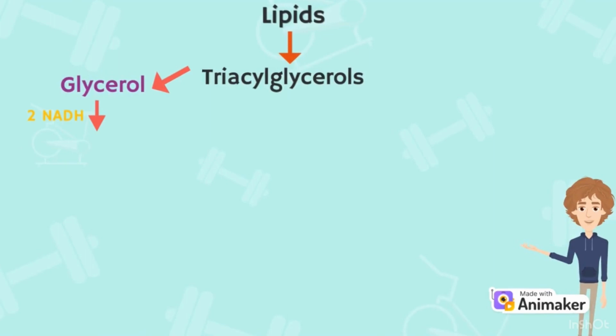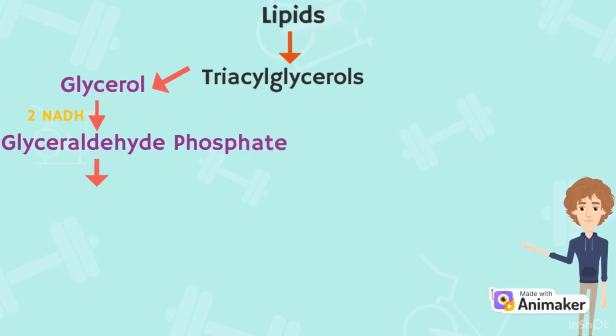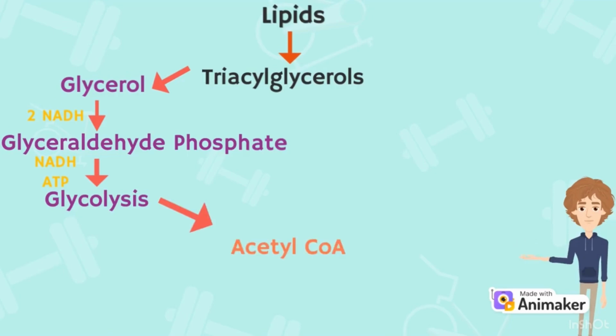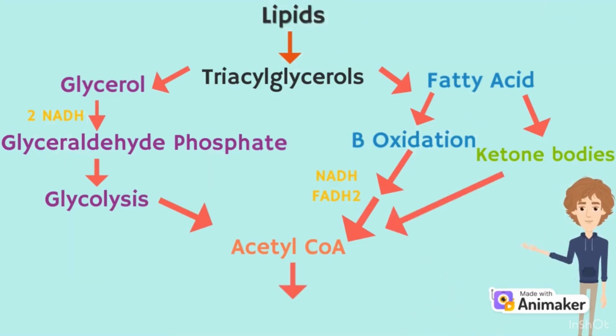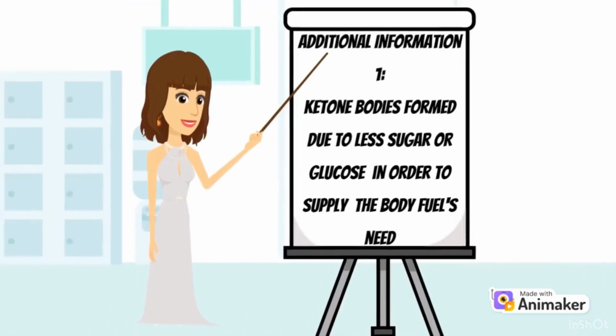As I mentioned just now, glycerol will undergo glycolysis and produce acetyl-CoA. Fatty acid undergoes beta oxidation. In each cycle it will remove 2 carbons from the fatty acid and release 1 molecule of acetyl-CoA. Beta oxidation also produces NADH and FADH2, and some fatty acids are also converted to ketone bodies. So, both glycerol and fatty acid will be converted to acetyl-CoA and enter the Krebs cycle.